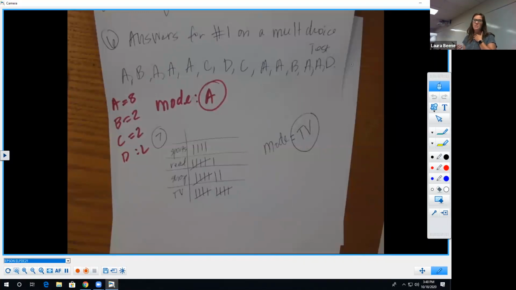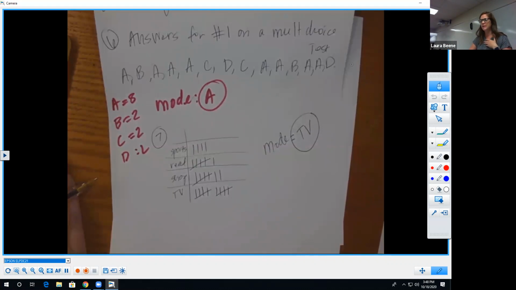So depending on the situation, that can be helpful or that can be not quite as helpful. Okay, so all of these are measures of central tendency. I keep on saying that. They're used to describe the center of the data, and you use that to predict future data.